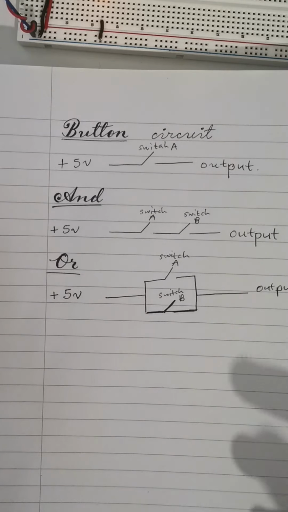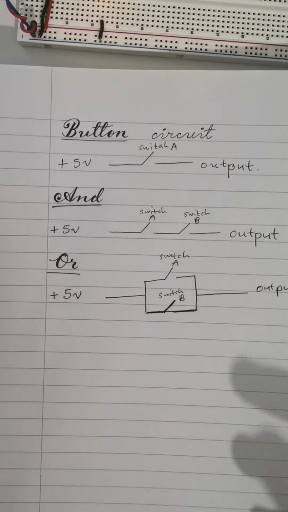So let's simplify this a bit. Since we're going to draw these circuits a lot, let's assign them different symbols. This would be the buffer circuit, or what we call the button circuit. And this is not 5 volts, it's the input to the switch. So we'll label it as input, and this is the output.